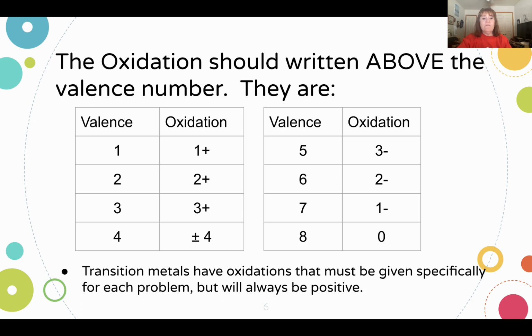3 positive, 4 is plus or minus 4. A valence of 5 is 3 negative, 6 is 2 negative, 7 is 1 negative, and 8 is 0. The transition metals have oxidations that have to be given specifically for each problem, but they will always be positive. And we'll talk more about the oxidation of the transitions later.